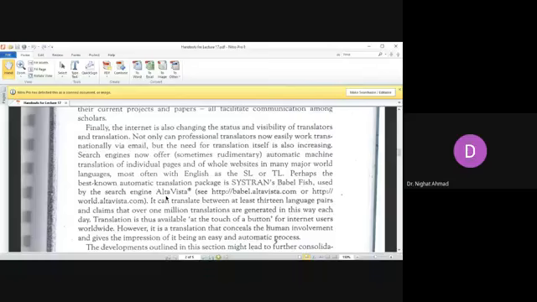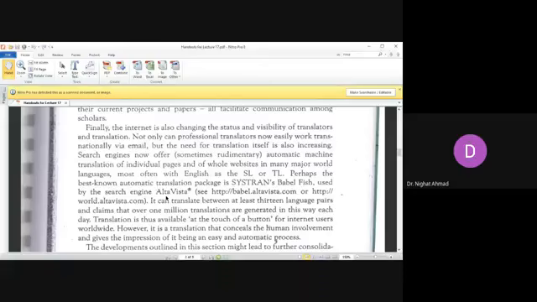That wasn't humanly possible. If humans were doing that, at this speed, over 1 million translations could not be generated in a single day. So translation is thus available at the touch of a button for internet users worldwide. They could just go to the right website, and at the touch of a button, you can get things translated.